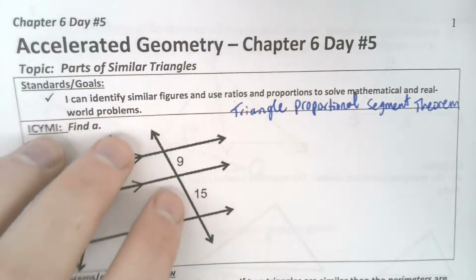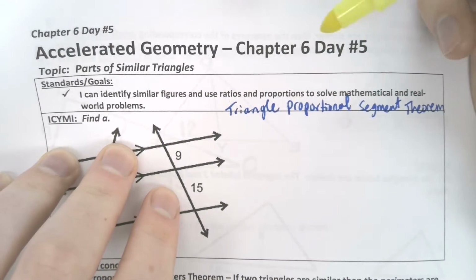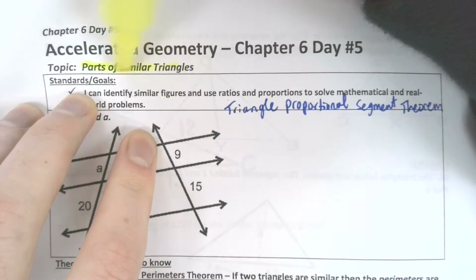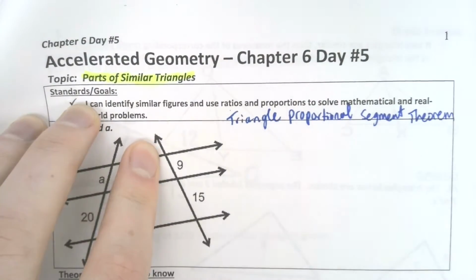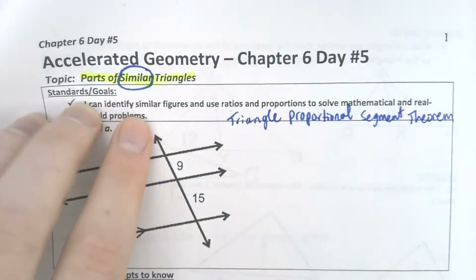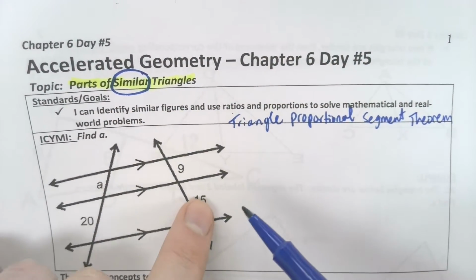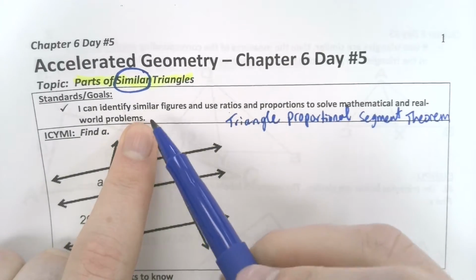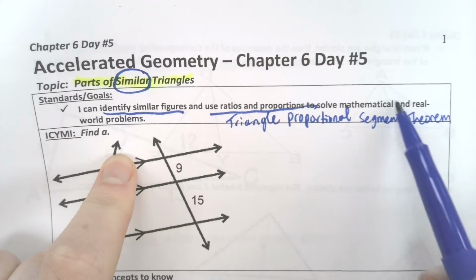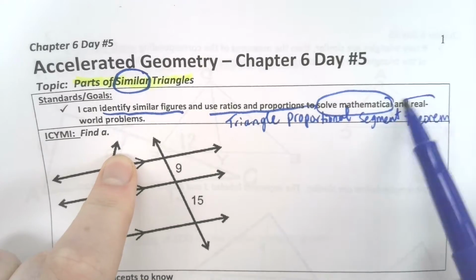Hey guys, so this is actually our last day of chapter 6, day 5. We're going to be talking about parts of similar triangles. I wasn't playing whenever I said similarity was going to be the key to this chapter. Today we're going to identify similar figures and use ratios and proportions to solve mathematical and real world problems.